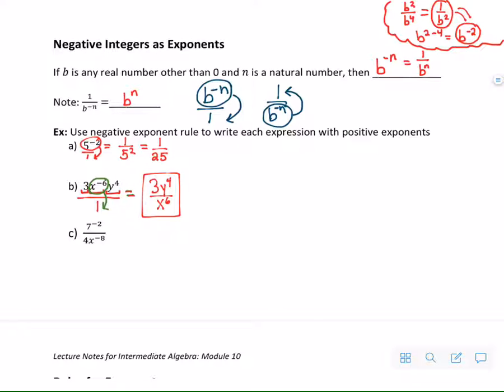Okay? What would you move on this one? Negative x. I mean x to the negative 8. Do I move the 4 or not? No. Since it's not in parentheses, this 4 right here would have an understood 1 power, so it's positive. The 4 stays here. But this, I can move up here. And the 7 you can move down.